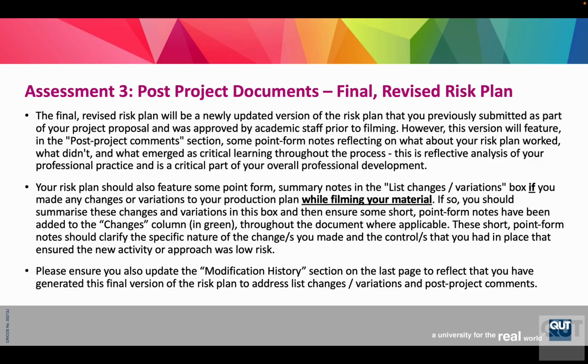So there quite likely will be a number of point form notes made in that changes column, that green changes column. Again, we'll have a look at it in a moment, reflecting what did need to change during production. Now, that will be one element of defining this new final revised version of your risk plan. Once you've listed all those changes that took place, then coming back and actually jumping to this second paragraph here, there's a box on the front page of the document that's the list changes or variations.